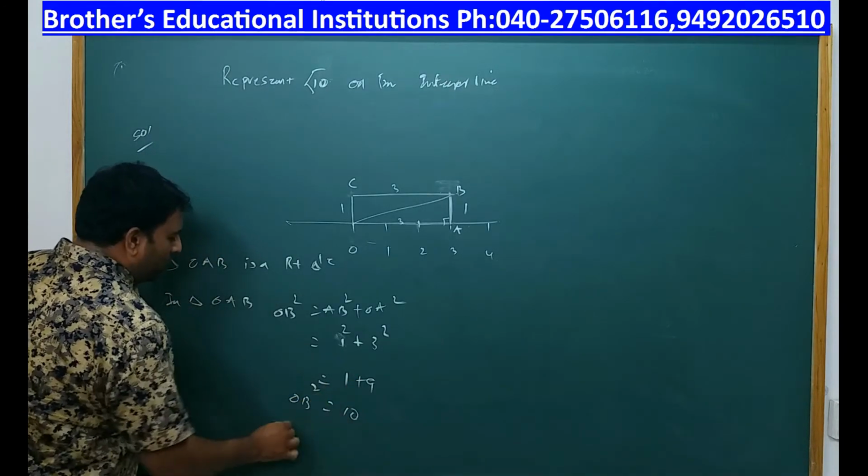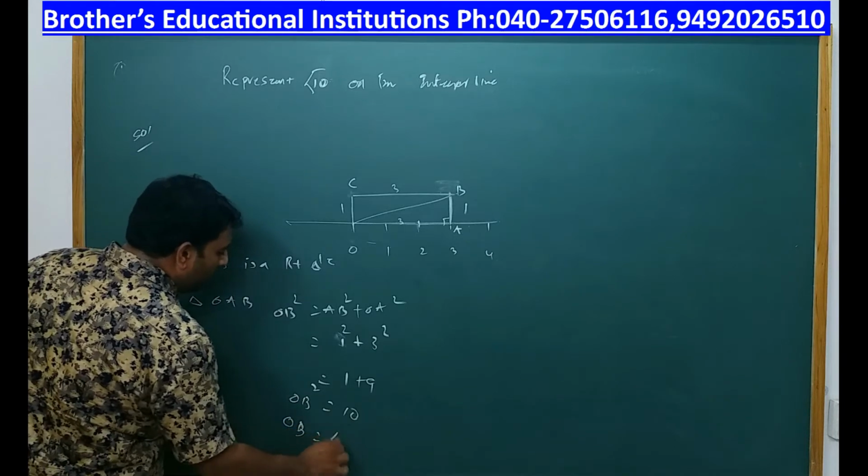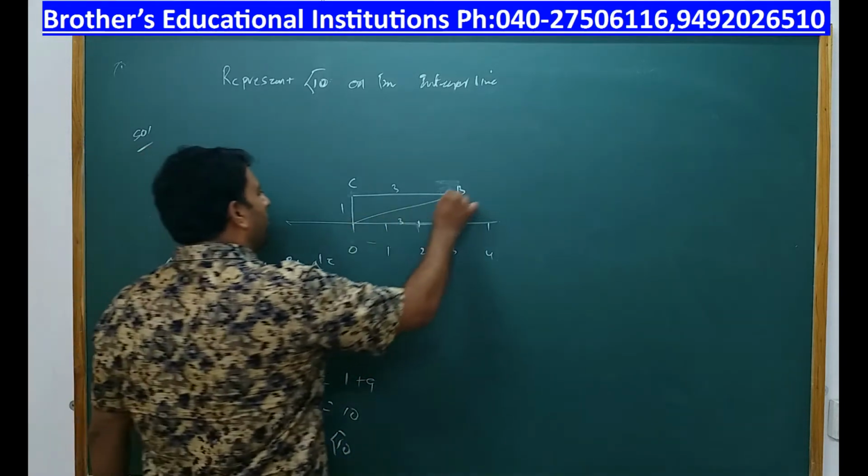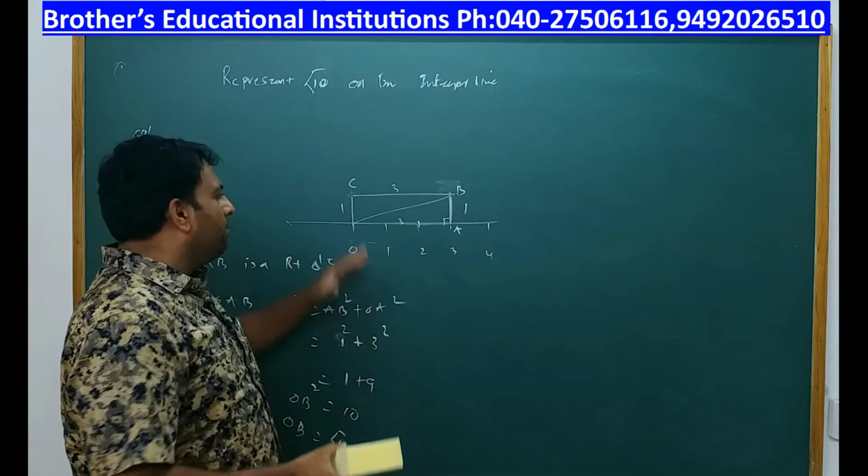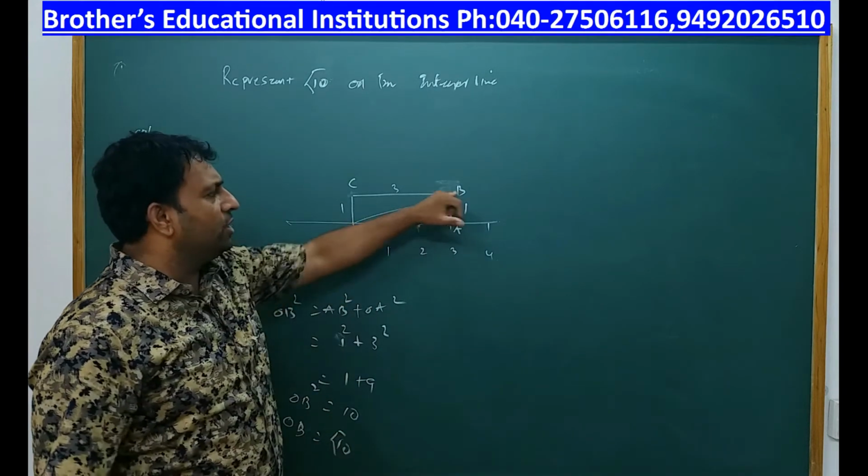OB square is equal to 10. What is OB equal to? Root 10. Now once you know that OB is equal to root 10, take the compass at center O and radius equal to OB.